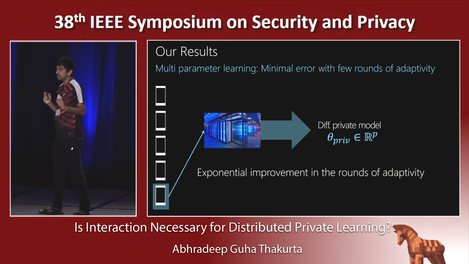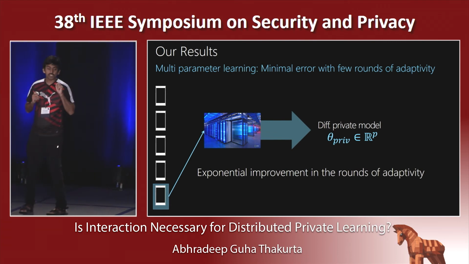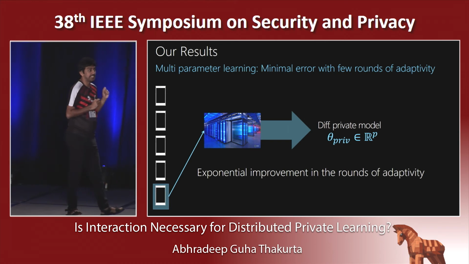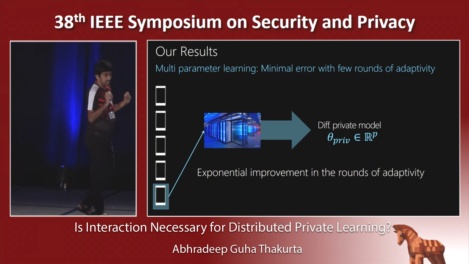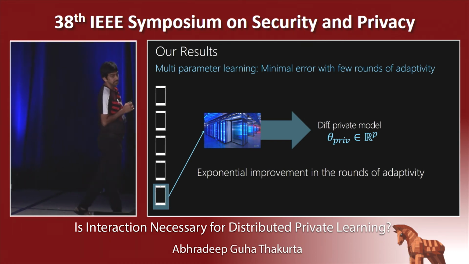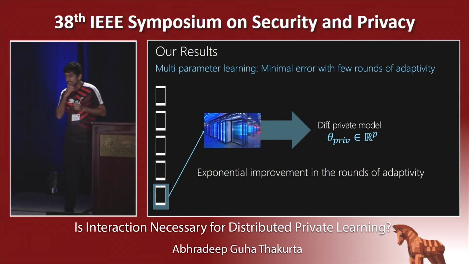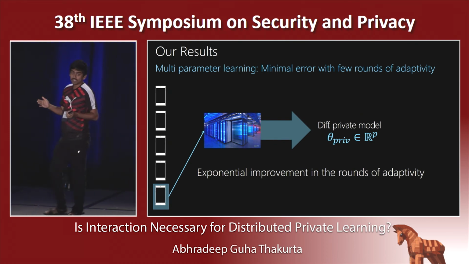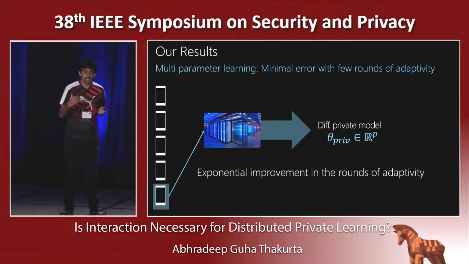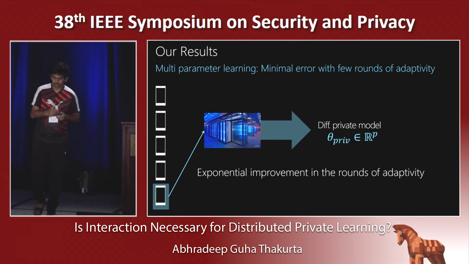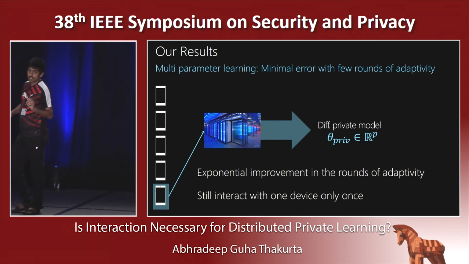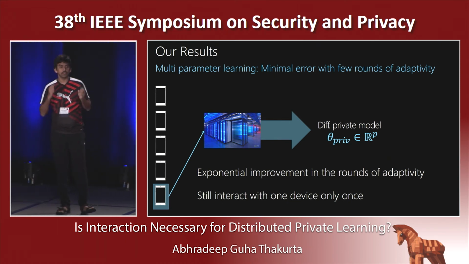So the key feature of our algorithm is that it improves exponentially in the number of rounds of adaptivity without incurring additional error. As I told you, the previous algorithm, which was the best known before our work, required, if you are dealing with n samples or n devices, n rounds of adaptivity. We can do it in log n time. So this is an exponential improvement in the rounds of adaptivity. But at the same time, we still keep the good feature of their algorithm, that is, you still interact with one device only once.